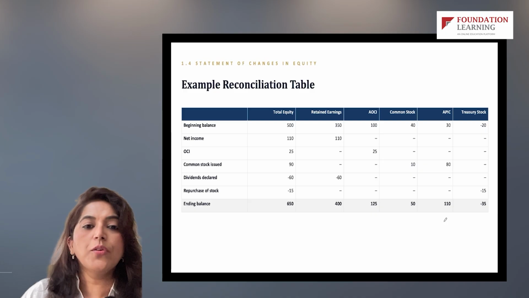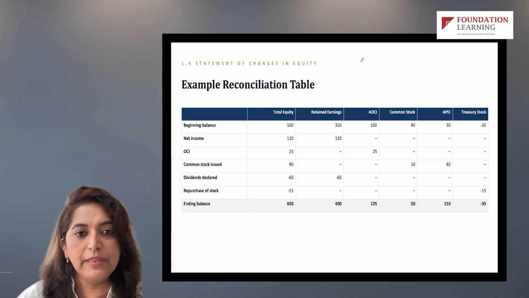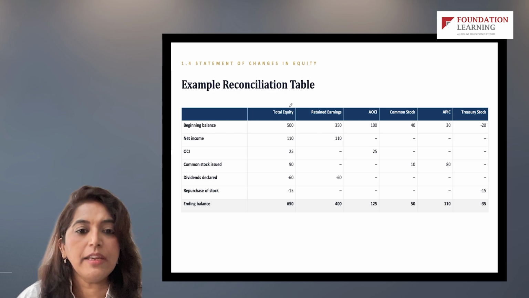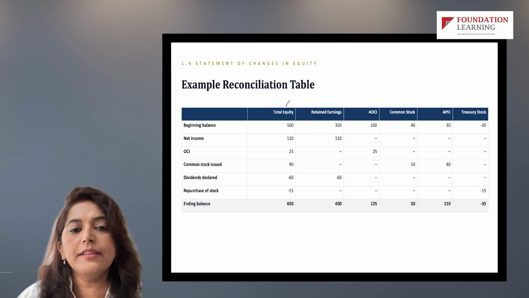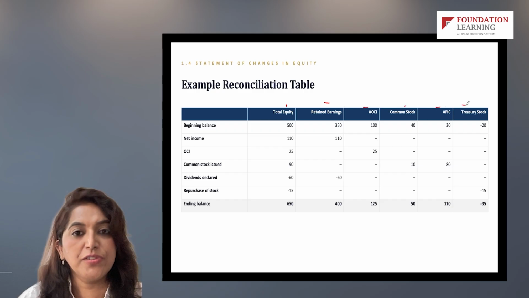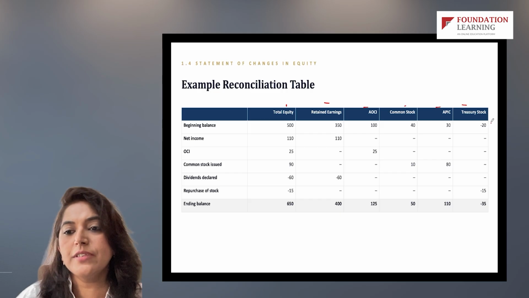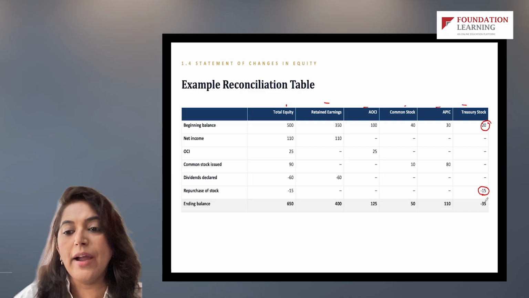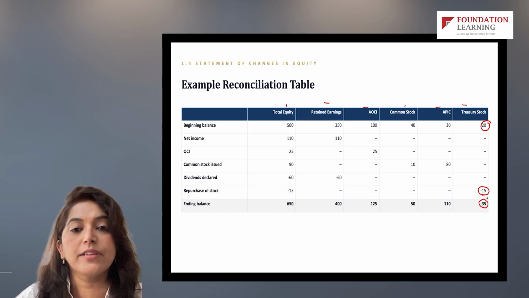Now looking into a sample table. This is a sample statement of changes in equity. We have total equity, this is the total. Then we have retained earnings, accumulated OCI, common stock, APIC and treasury stock. Treasury stock, obviously you see, is a minus figure. Minus 20, minus 15: the company purchased more of its own stock from the market. Minus 15, total is minus 35.